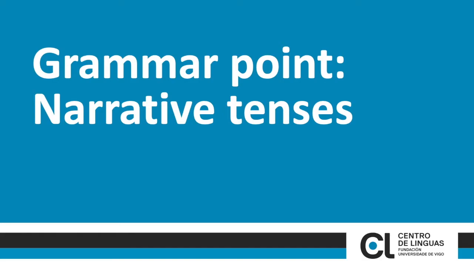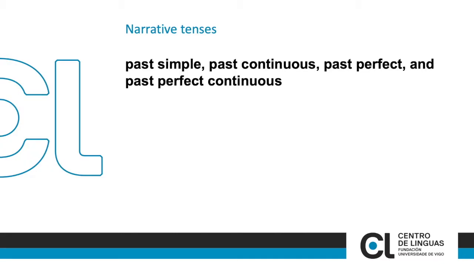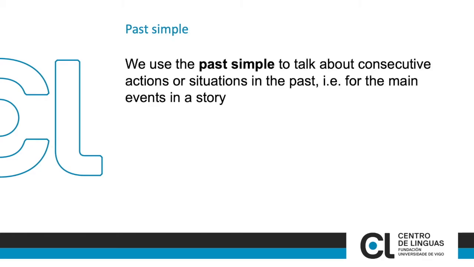Hello, everybody. Today we're going to talk about the narrative tenses. These are the tenses that we use to narrate a story that happens in the past. We're looking at 4 main tenses here: the past simple, the past continuous, the past perfect, and the past perfect continuous. First, let's look at the past simple.